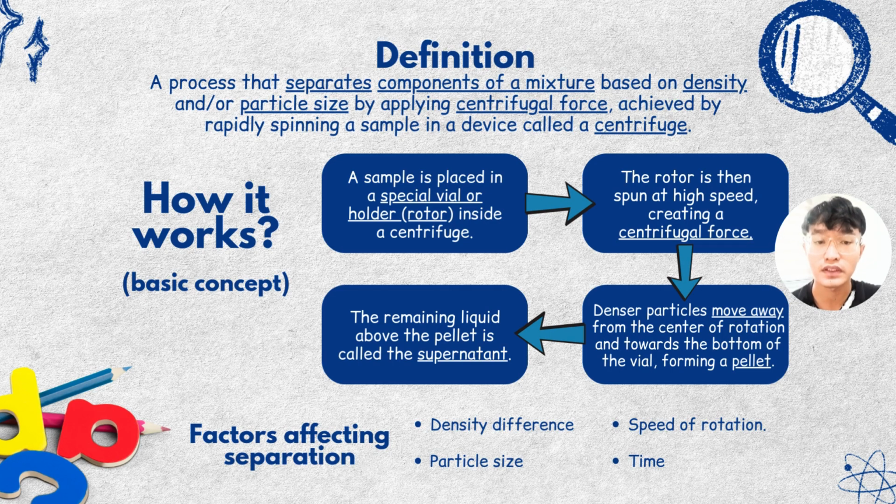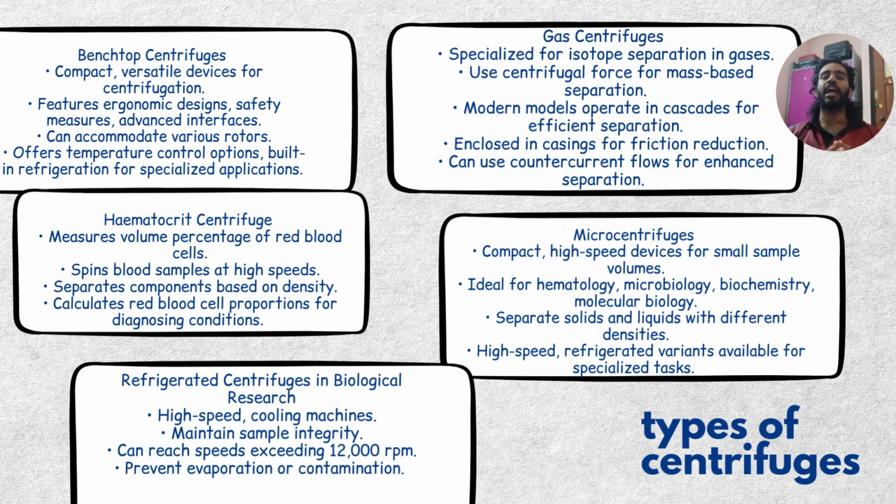Several factors affect the separation, including density difference, particle size, speed of rotation, and also time. These will determine how efficiently the components are separated. Now let's see the types of centrifuges. There are basically 9 types of centrifuges, and I will be presenting 5 types first.